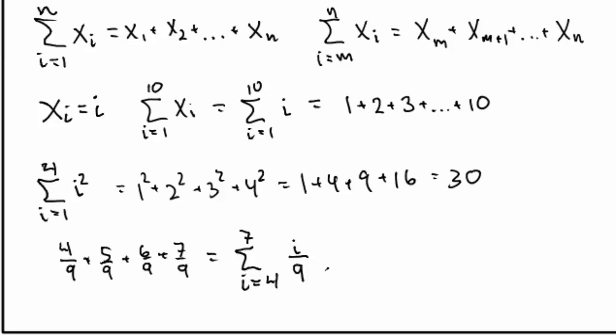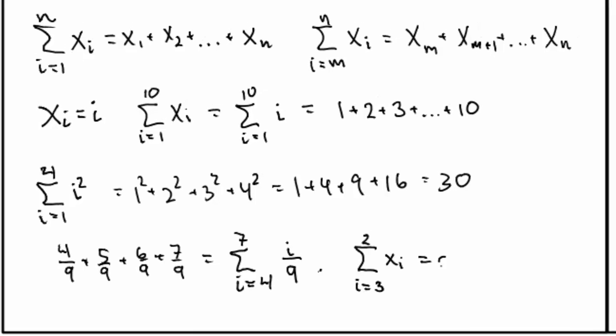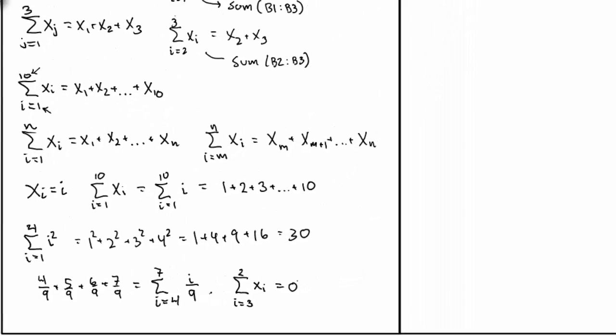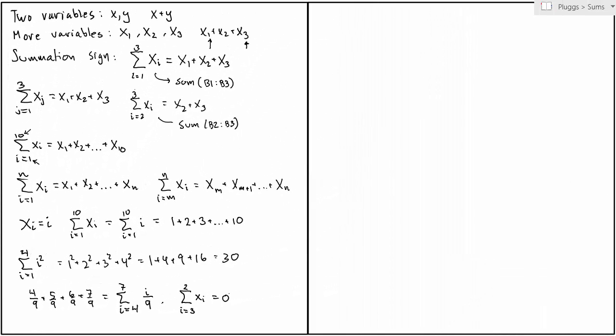Finally, just for convenience, if the end index is lower than the beginning index, for example, if I write i goes from 3 to 2 of xi, then we simply decide to define this as 0. If you think in terms of loops, this loop is basically empty, it will never run, so we will add nothing.